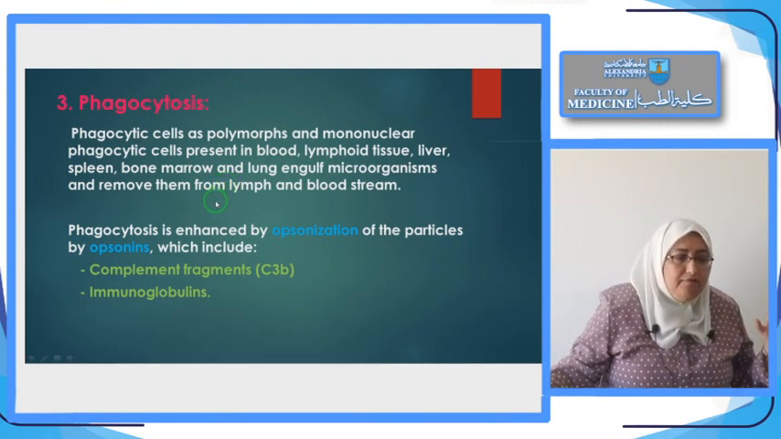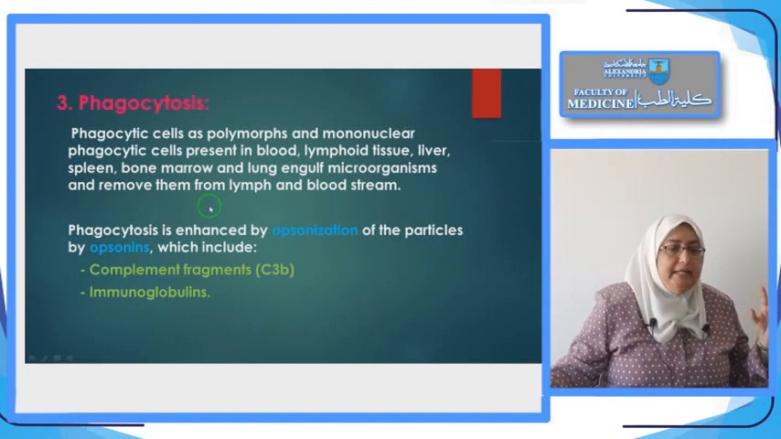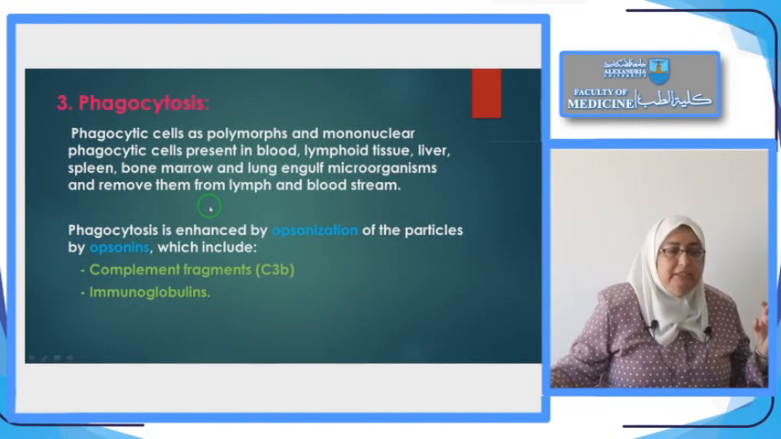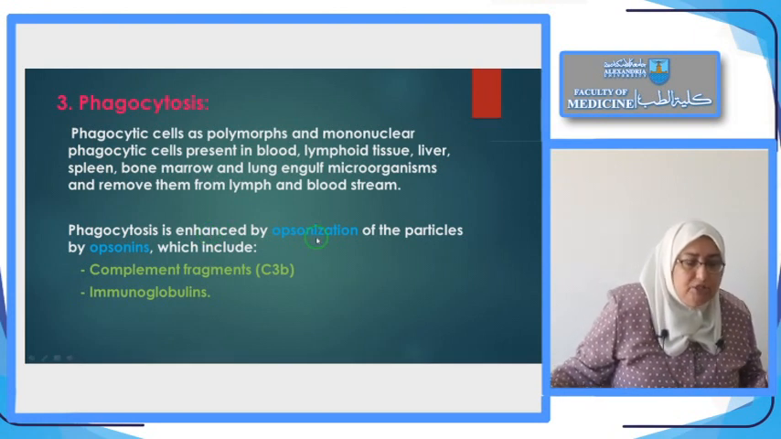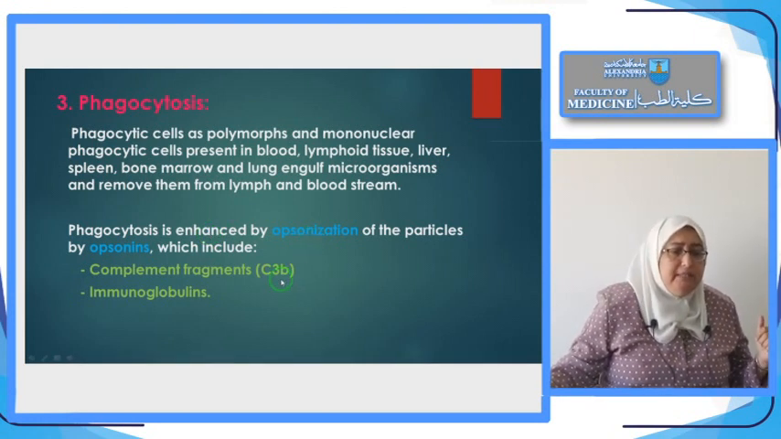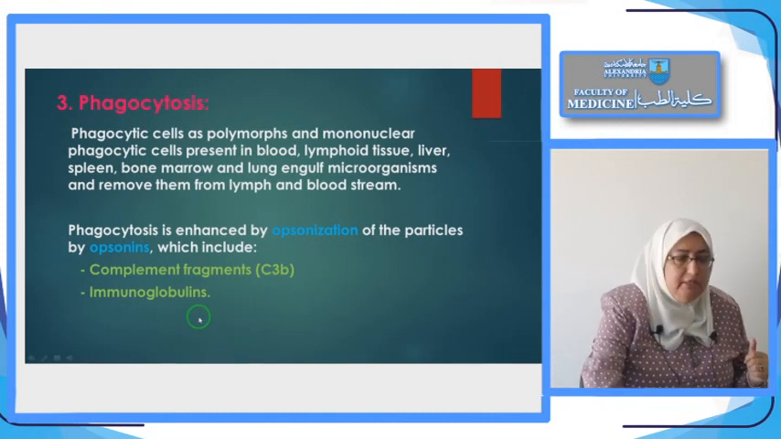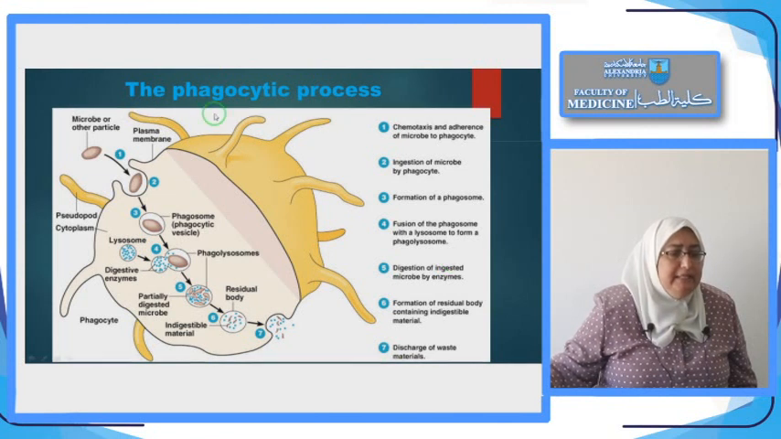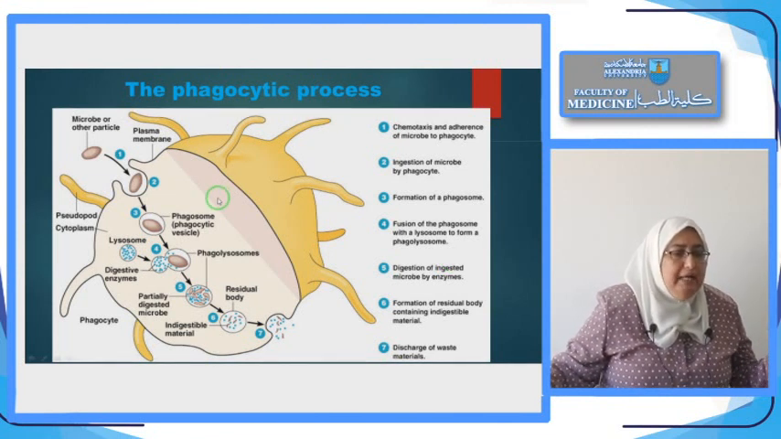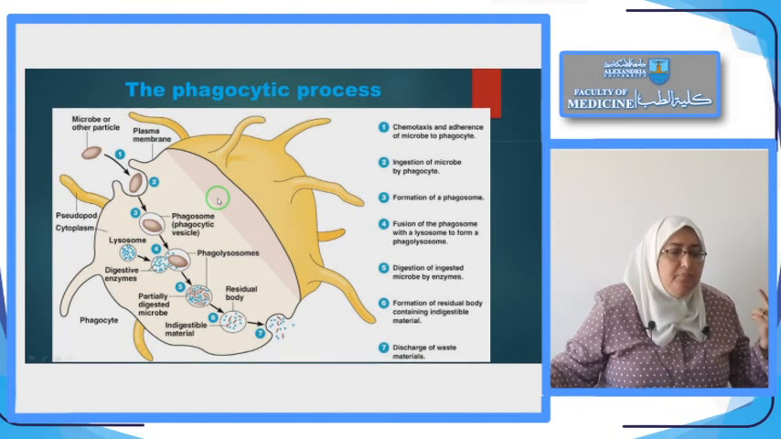So again, what are phagocytic cells? Cells which are capable of engulfing microorganisms and removing them from lymph and blood by a process called phagocytosis. Give me an example of phagocytic cells: polymorph, circulating monocytes, and tissue fixed macrophage. What enhances phagocytosis? A process called opsonization. Give me an example of an opsonin: C3b and immunoglobulin, because the receptors are present on phagocytic cells. What is this cell? It is a phagocytic cell like a circulating monocyte, tissue fixed macrophage, or polymorph.